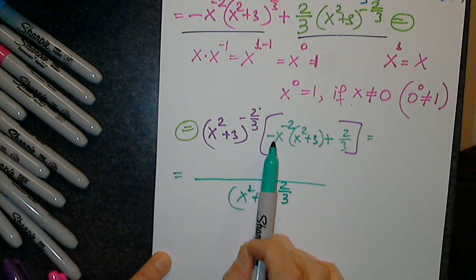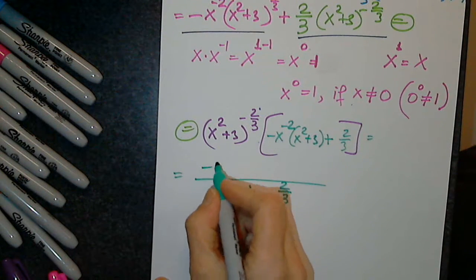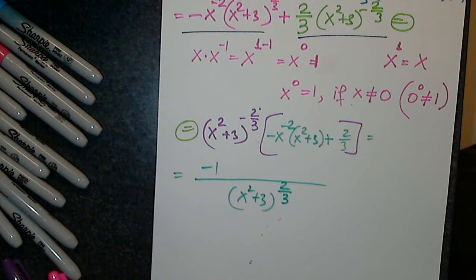Now I distribute negative x to negative 2 to x squared. What do I get? Correct, and what do I get? Careful, look at the sign. Exactly. Very good.